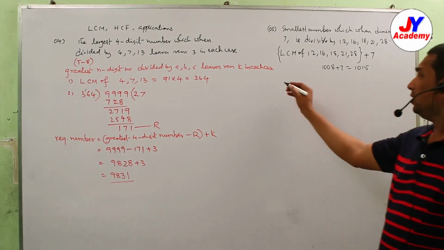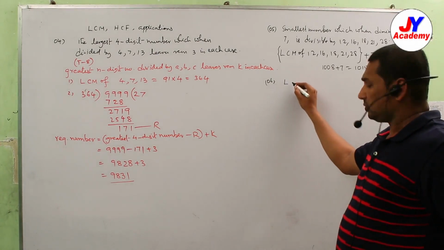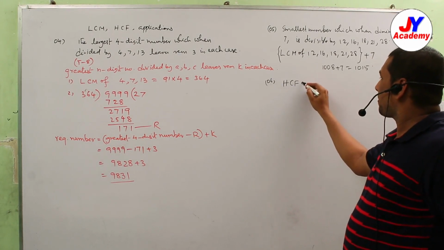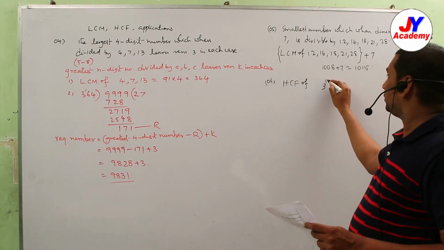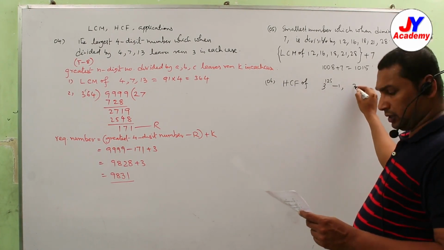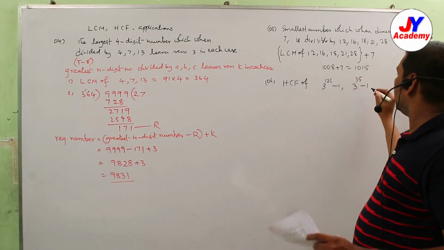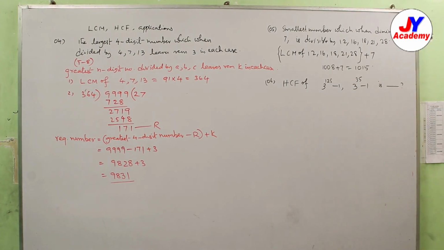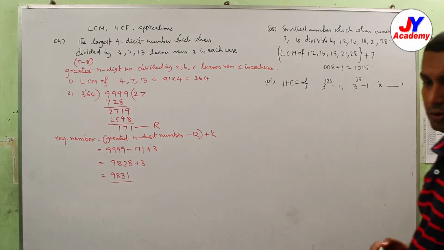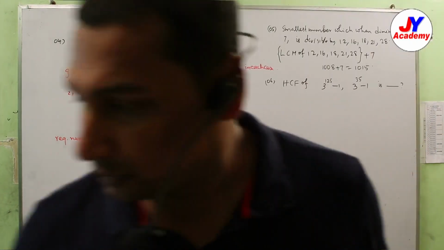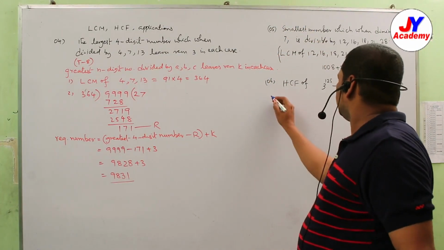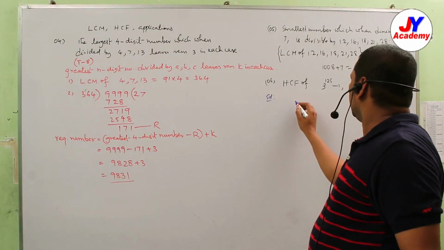Okay. Now we'll see one different question. HCF of 3 to the power of 125 minus 1 and 3 to the power of 35 minus 1 is what? That's the question. HCF of the two numbers. So which concept is used to solve this question? Once go through here.